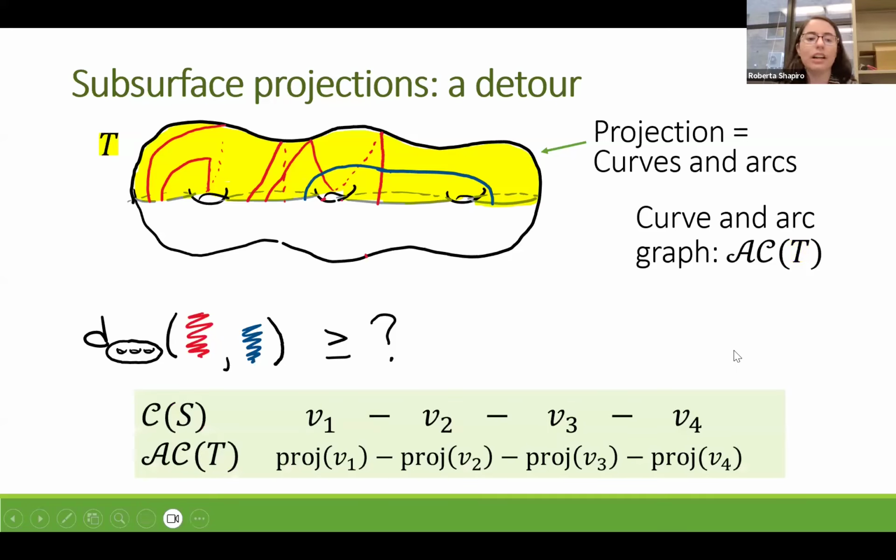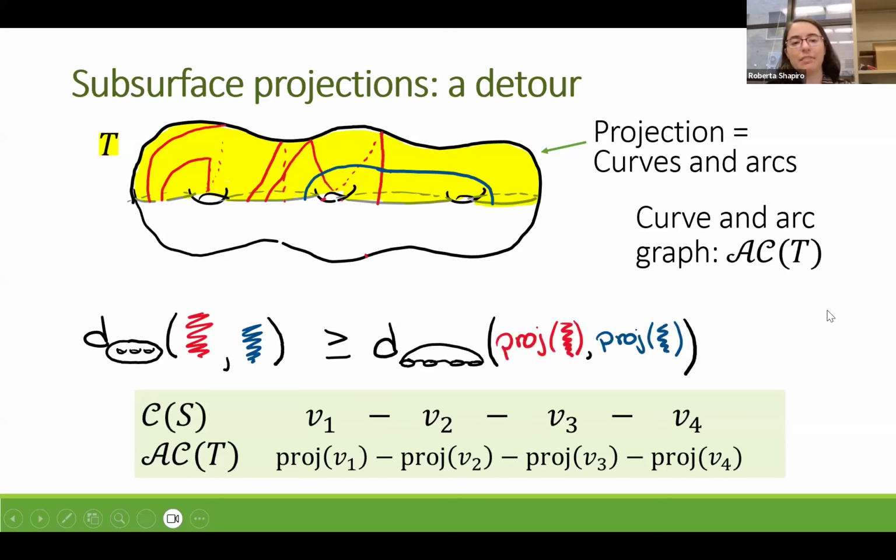Now, if we have a path in the curve graph of curves all of which intersect T, so this upper subsurface, we can take a projection of every single one of those curves to T, and we get a path between the projections of the first curve and the last curve. So in other words, if everything along a path intersects T, we can bound our distance from below by distances of the projections of our curves to T. All right. So in other words, we can use inescapable subsurfaces as a way to get bounds on distance.